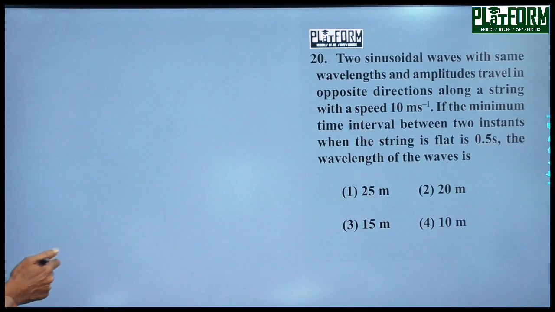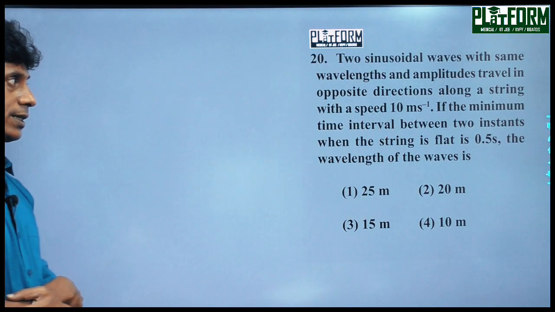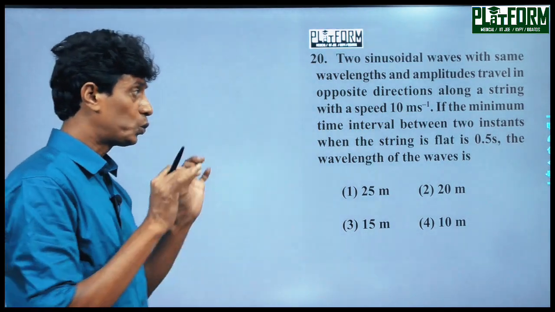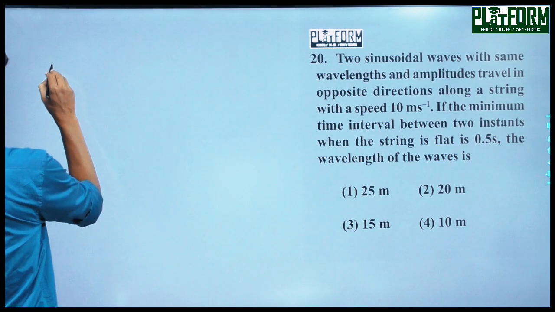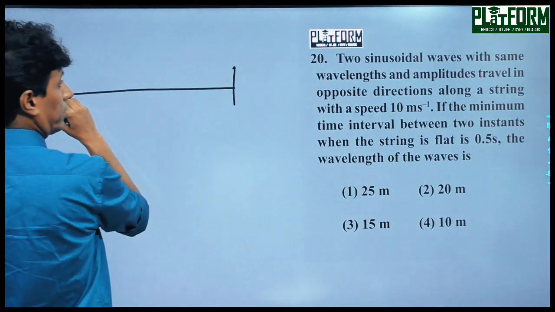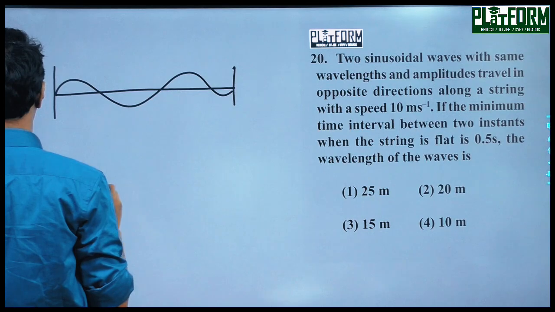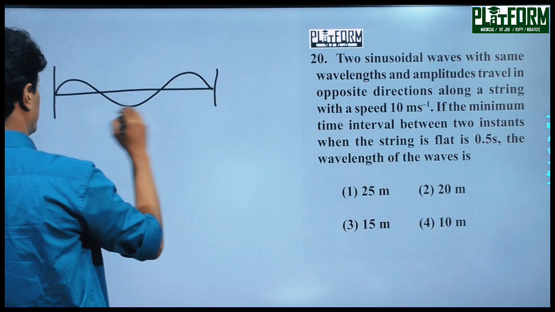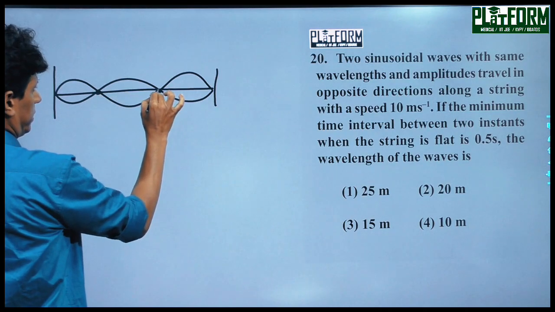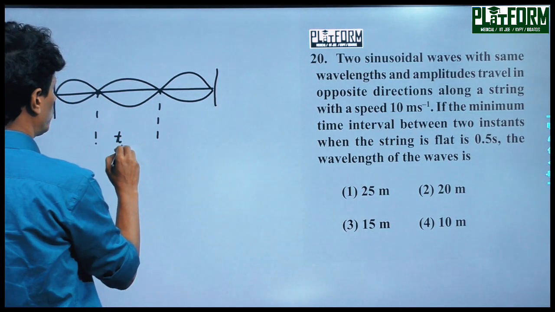Next problem. Two sinusoidal waves with the same wavelength and amplitude travel in opposite directions along a string with speed 10 meter per second. If the minimum time interval between two instants when the string is flat is 0.5 second, find the wavelength. These are the two flat positions, and the time gap between them is 0.5 second.